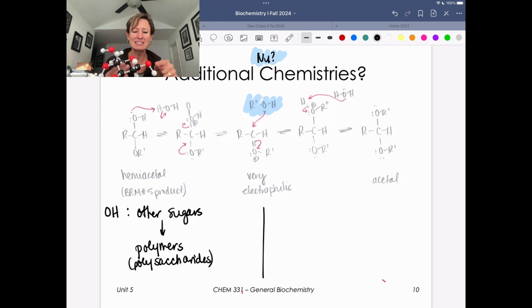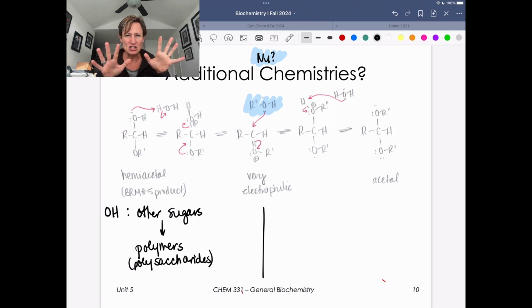That's why it's reactive. It still has an OH group here. I want to point out that there's another group that's going to become important. We've got another OH group at our C6 position. That's going to have some application in just a little bit here, okay? But we've got other sugars that have OH groups that we can start polymerizing them together.